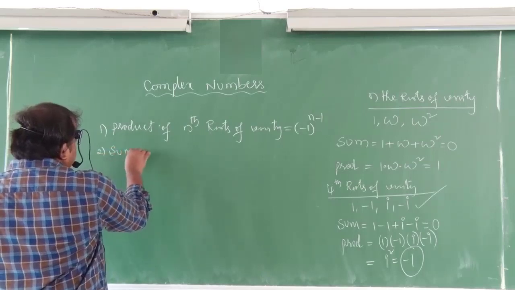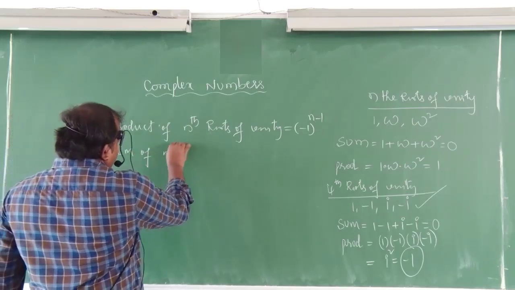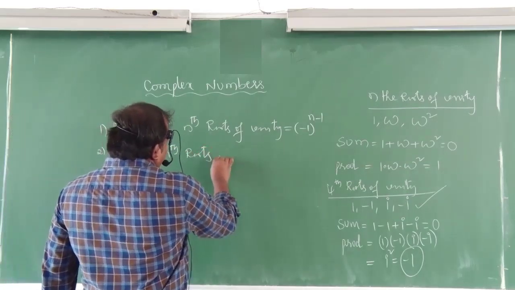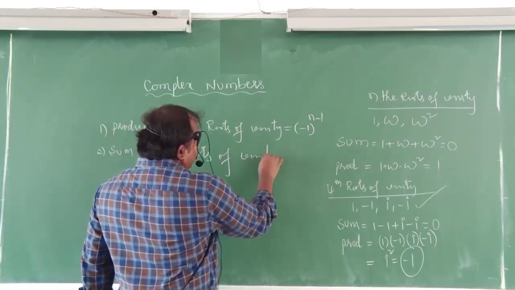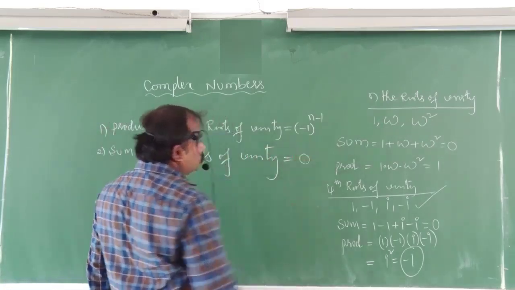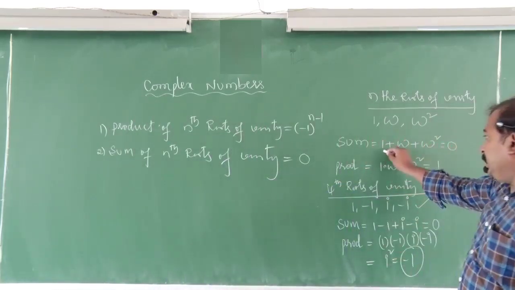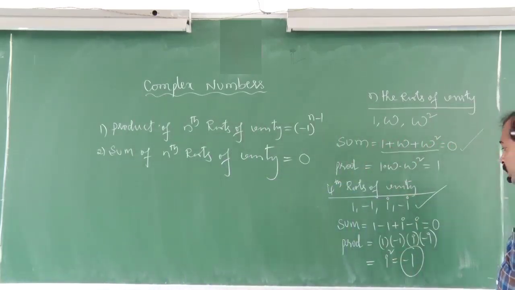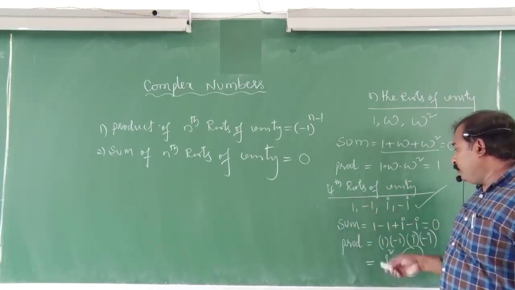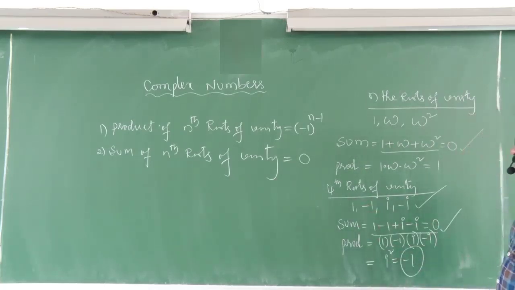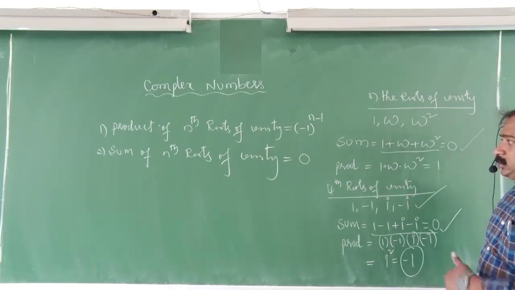And at the same time, this is the first point. Second point: the sum of the nth roots of unity is equal to 0. Based on this, 1 plus omega plus omega square, here also, if you observe, the value is equal to 0. This is also one more point.